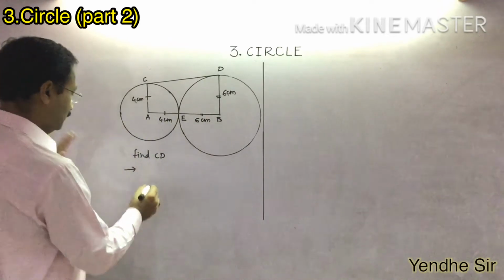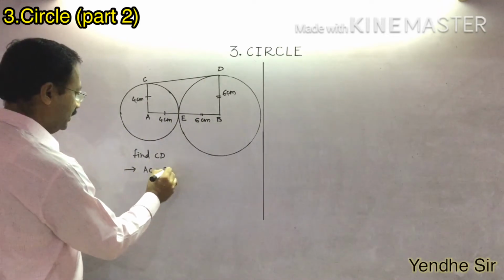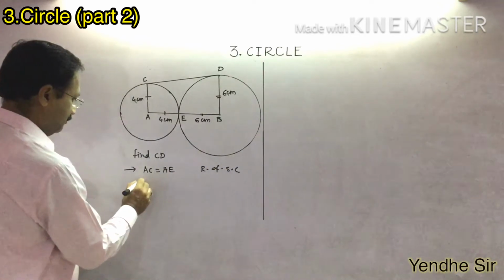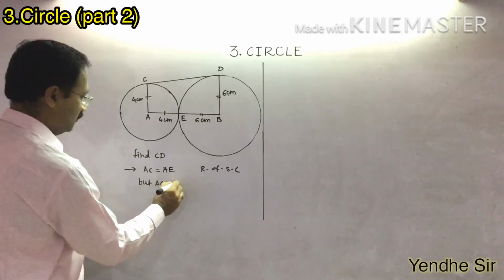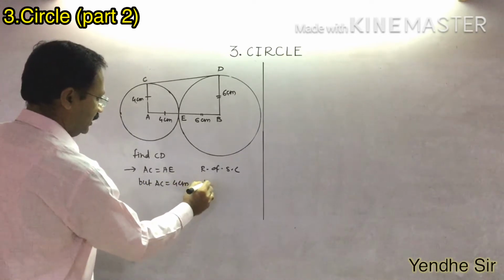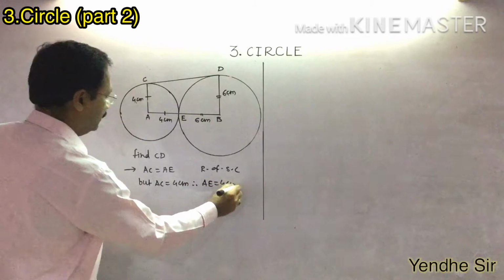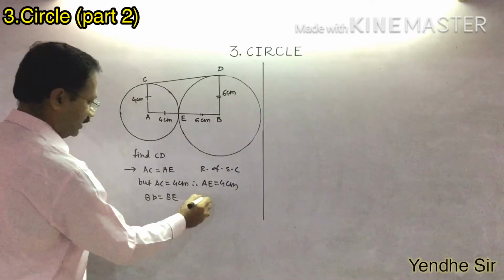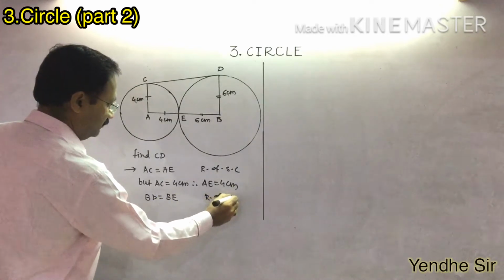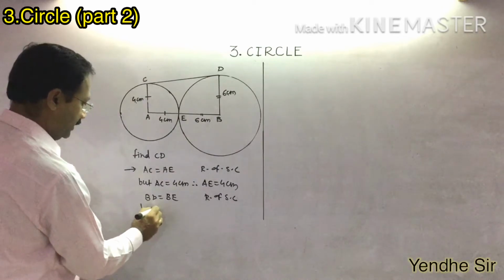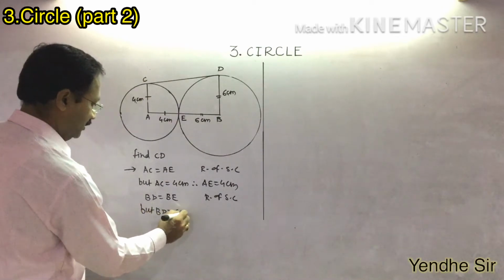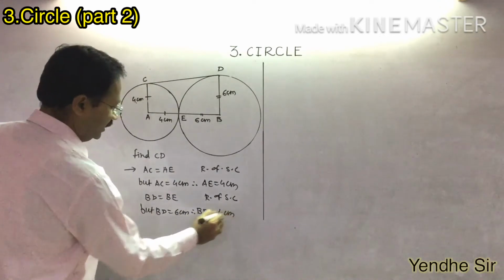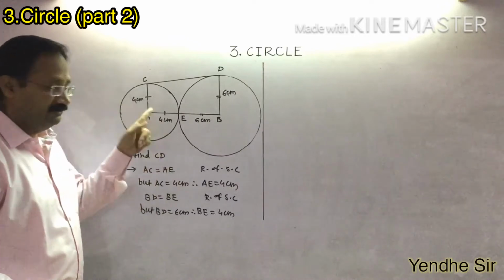So I am going to write it first. AC equals to AE. Radii of same circle. But AC equals to 4 cm. Therefore AE equals to 4 cm. Same on that side. BD equals to BE. Radii of same circle. But BD equals to 6 cm. Therefore, BE equals to 6 cm. So I have written each and everything.